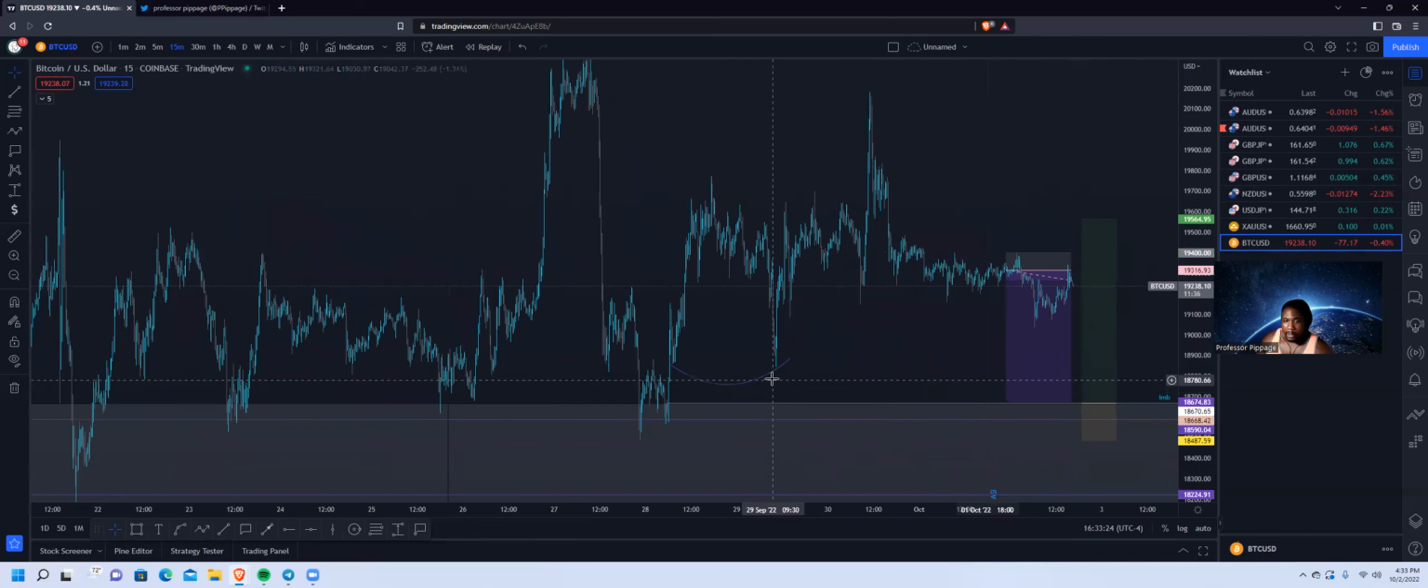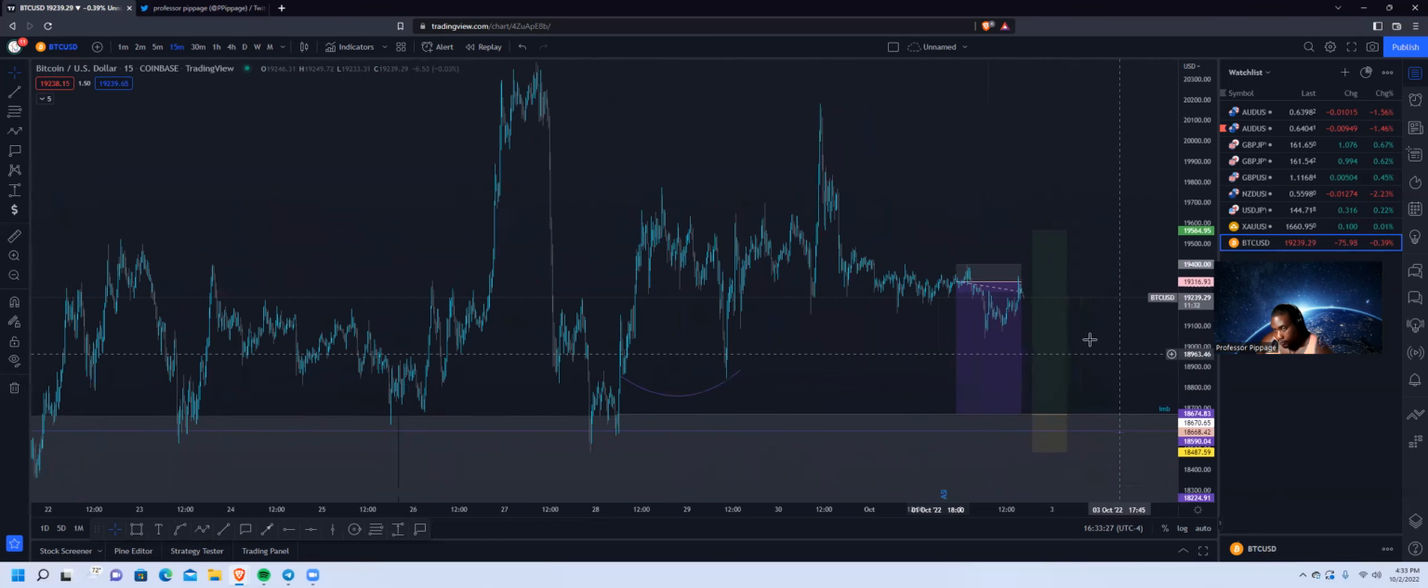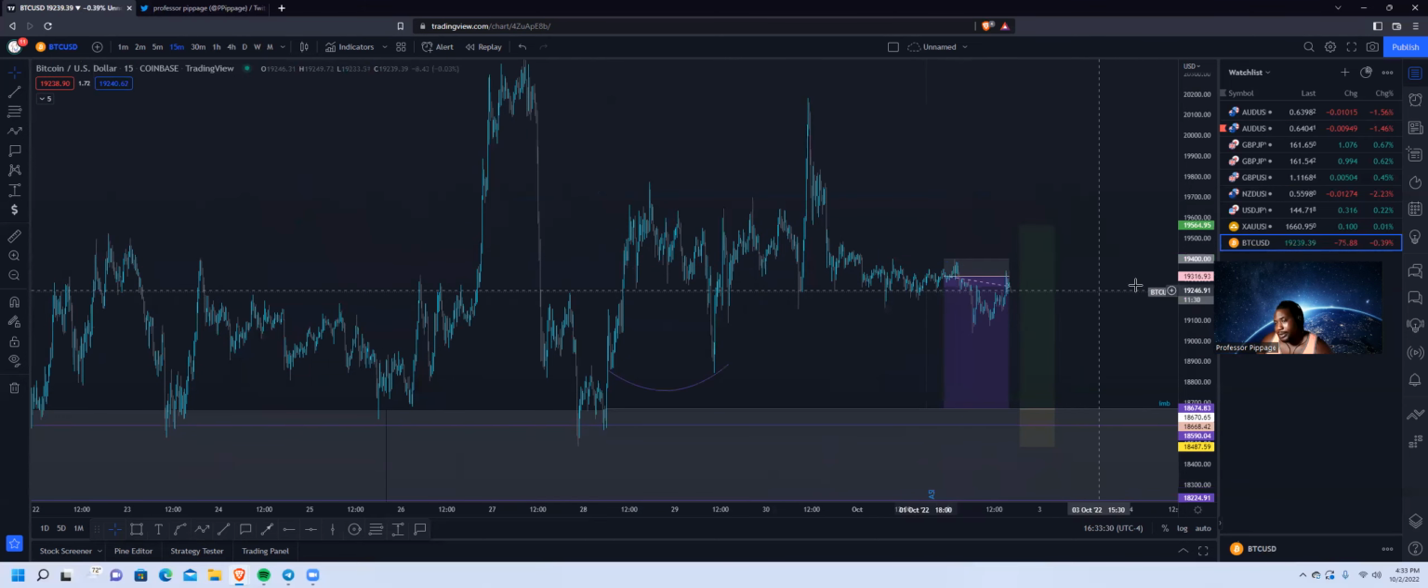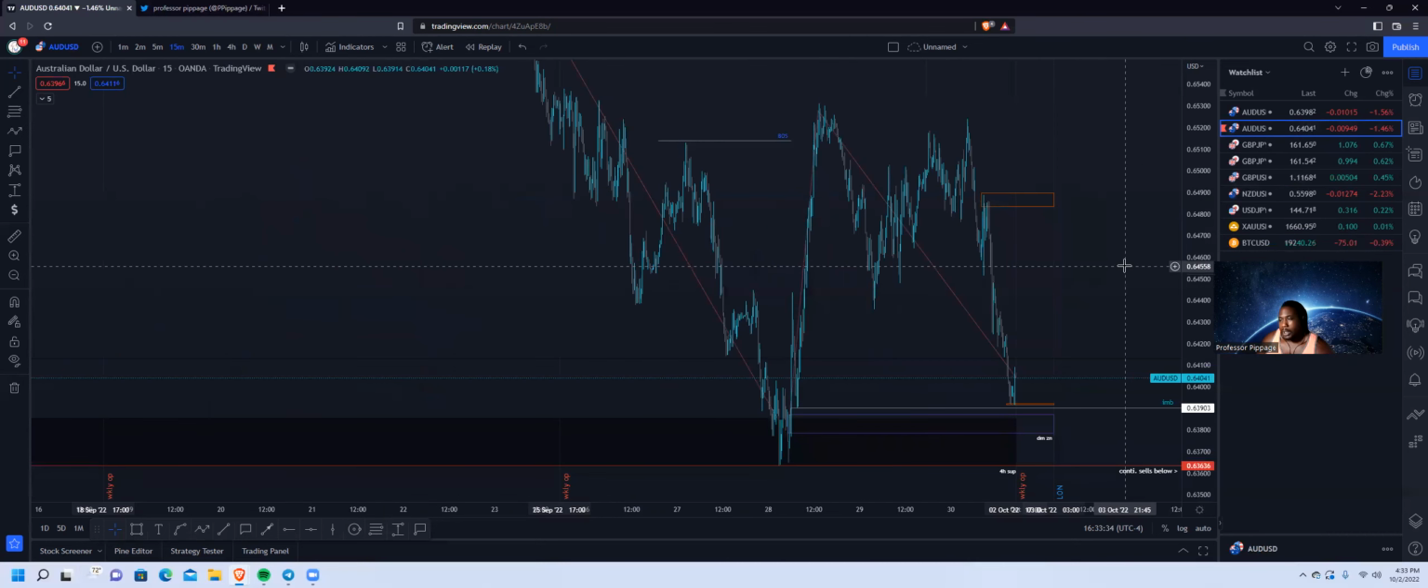Looking for BTC to come back down, grab this liquidity before resuming back bullish. If it happens, it happens. If it don't, I'm out of this sell position right here. But overall, definitely think we have some good opportunity to get active.